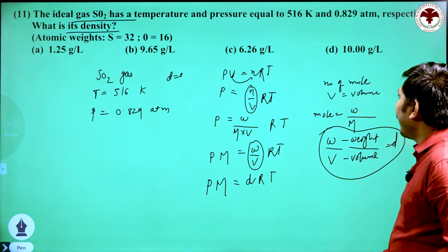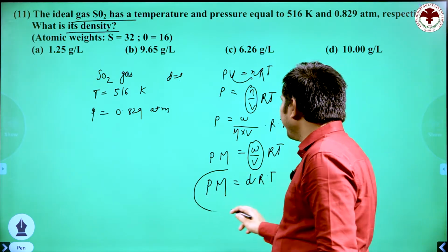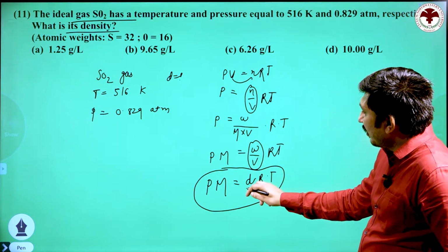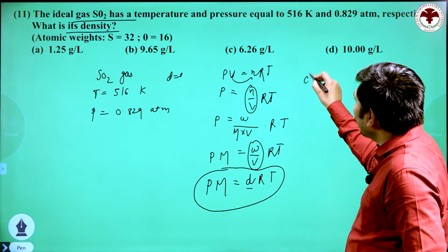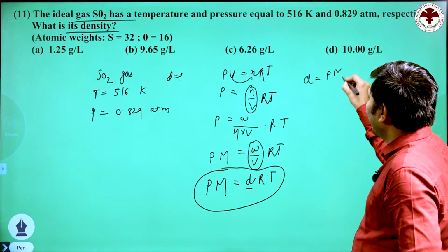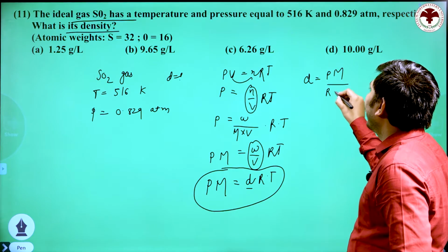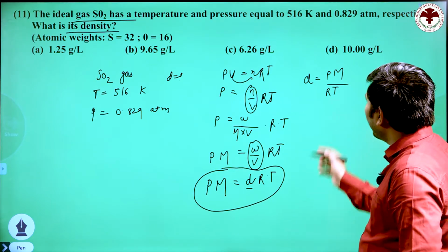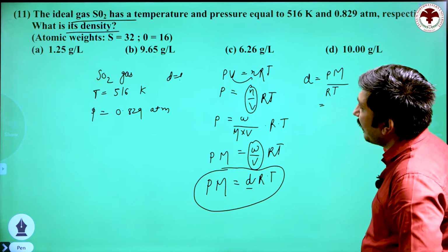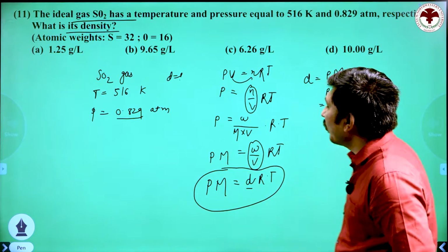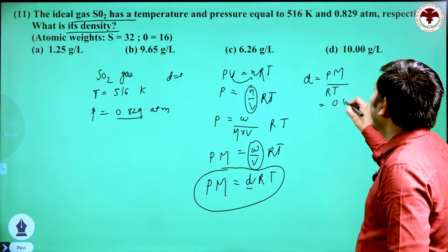Okay. Now we have the formula to determine the density. So what is the density according to this formula? Density is equal to PM divided by RT. Okay, students, now put in all the values. P, pressure, is 0.829.